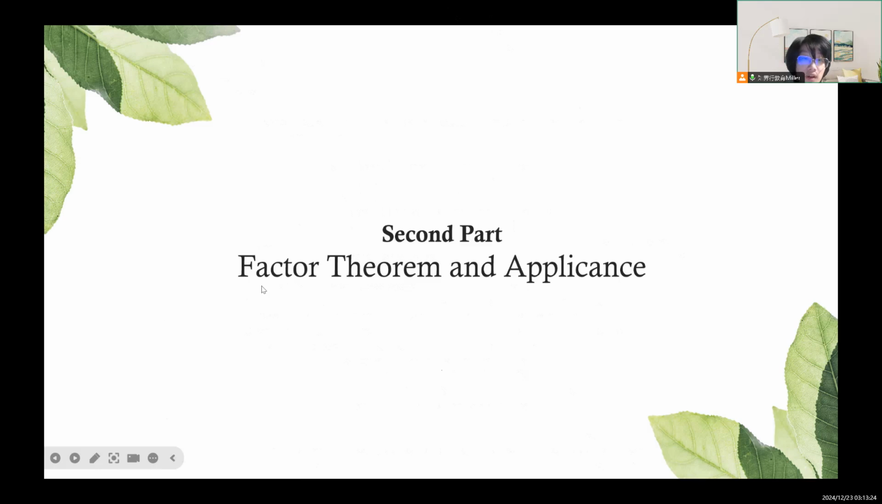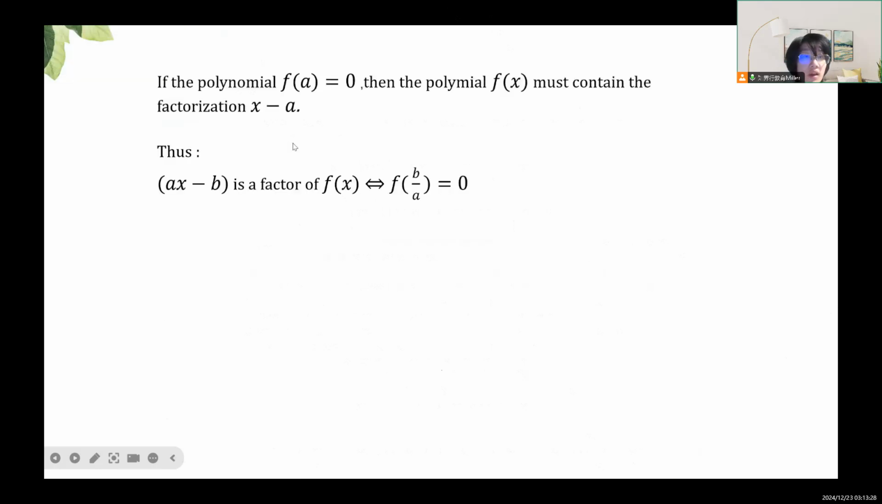The second part is the factor theorem and its applications. If the polynomial f(a) equals 0, then the polynomial f(x) must contain the factor x minus a. Thus, ax minus b is a factor of f(x). It is the same as f(b divided by a) equals 0.